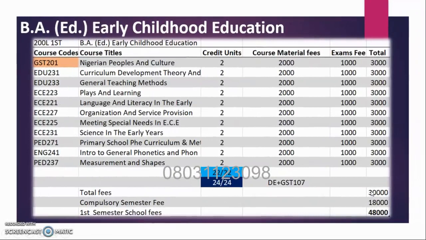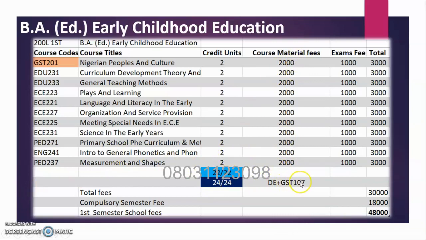Then for 200 level first semester, you have these courses to be registered. All of them are supposed to be registered and passed. If you are a direct entry student, then you must add GST 107 to the list of courses, and that makes your own 24, because it's a 2 unit course as well.